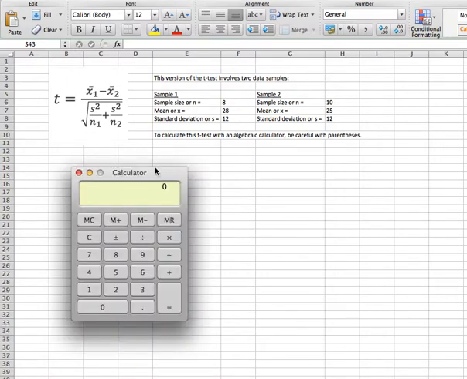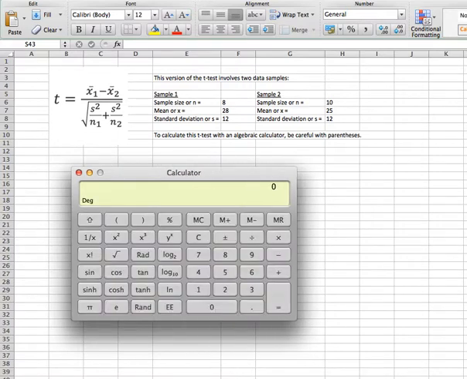Okay, so I've brought up the little calculator that comes installed on my Mac, and I'm going up to the View menu and changing it to Scientific. If you're using a Windows machine, you'll find a similar calculator and the ability to change it in this same way. All right, so let's get started with our calculation.